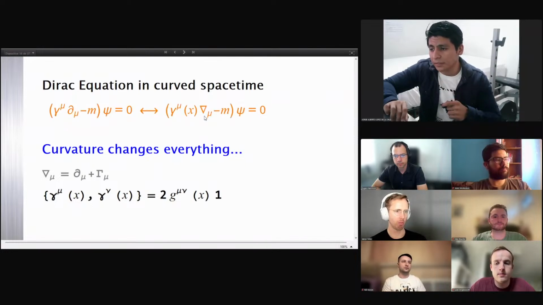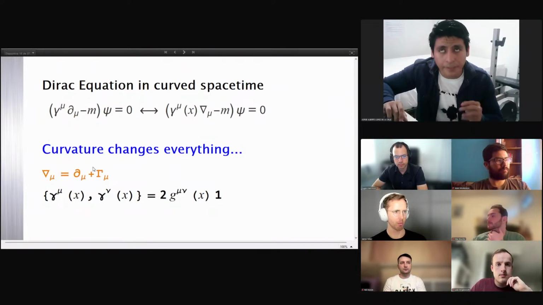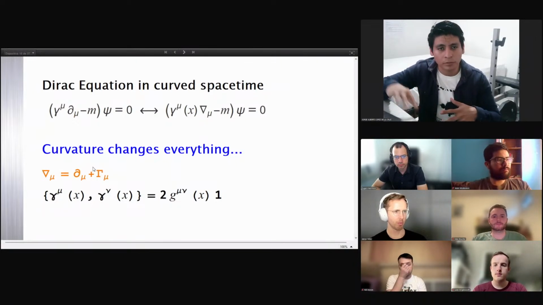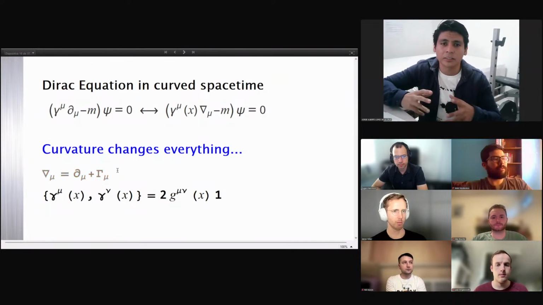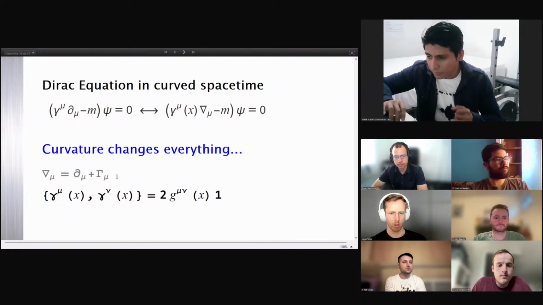in curved spacetime becomes a covariant derivative, where the covariant derivative is made of this partial operator plus this spin connection. This spin connection is telling us how the spinor field is changing through the manifold. All right, through the spacetime.